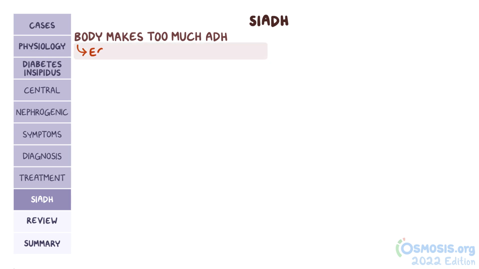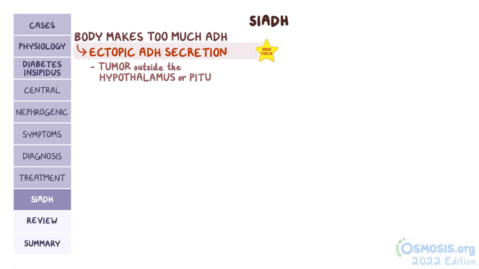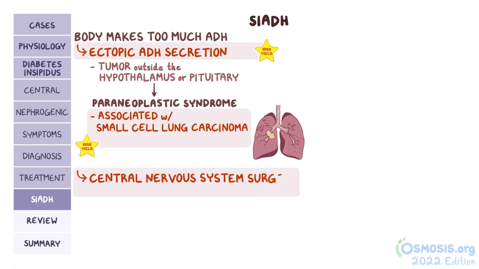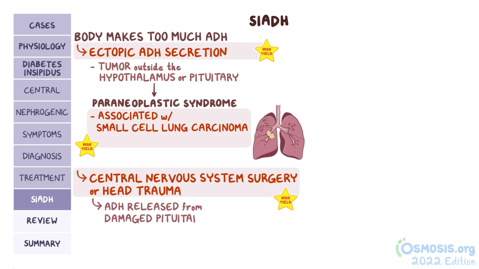One of them is ectopic ADH secretion from a tumor outside the hypothalamus or pituitary. This is called paraneoplastic syndrome, and it can be associated with small cell lung carcinoma. Other causes include central nervous system surgery or head trauma that can cause ADH to be released from the damaged pituitary gland.